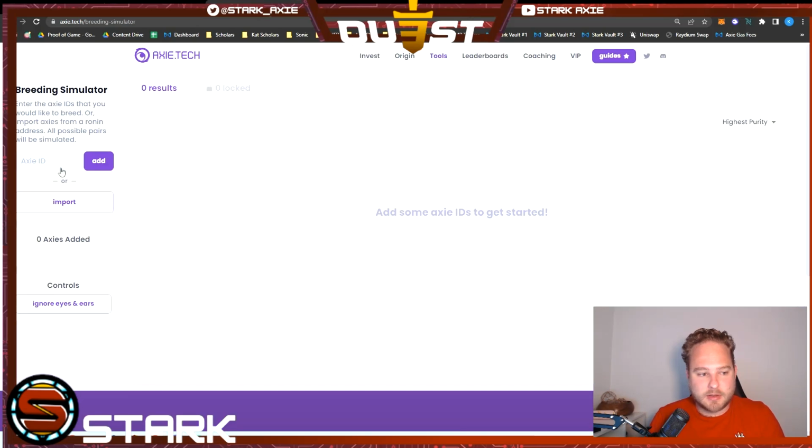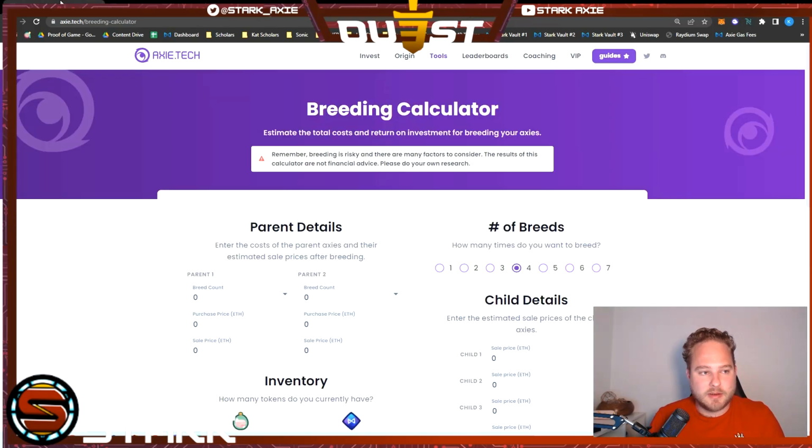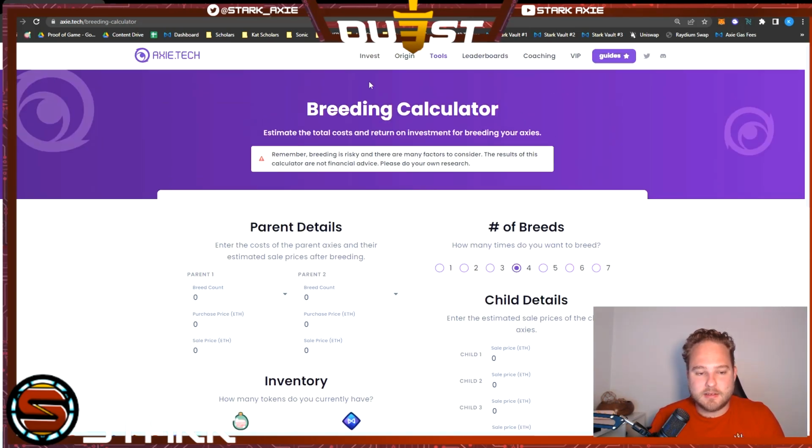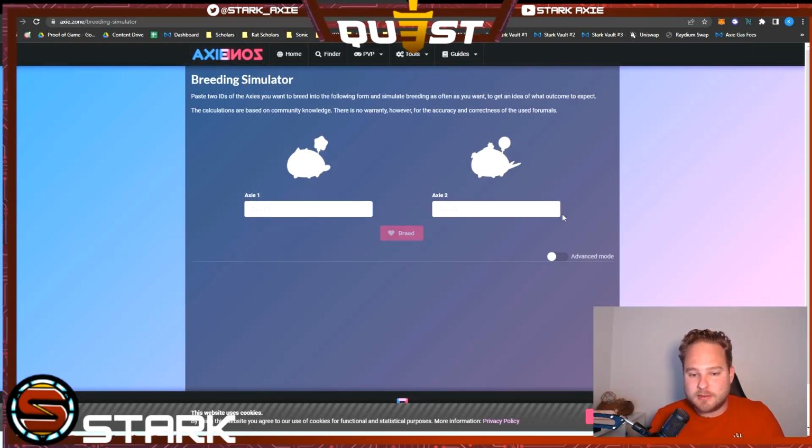There's a breeding simulator. You just pop in the Axies and you get a combination of stuff. There's a breeding calculator if you're trying more complex stuff. Very easy to use and straightforward. A lot of people also use Axie Zone, which is a tool that's been around for a long time.